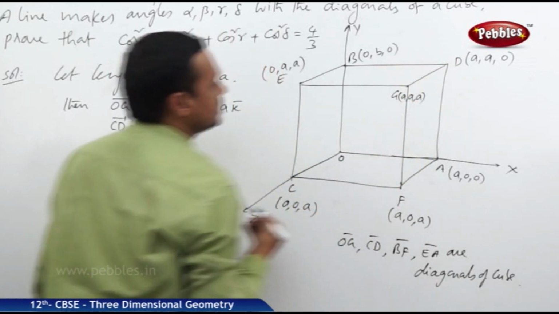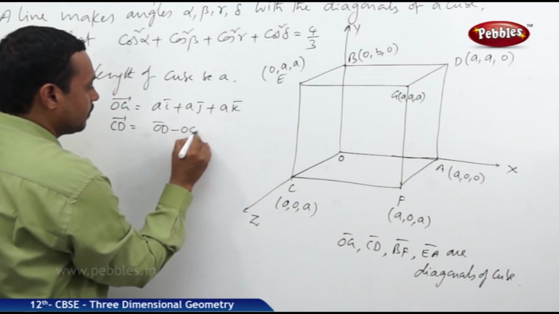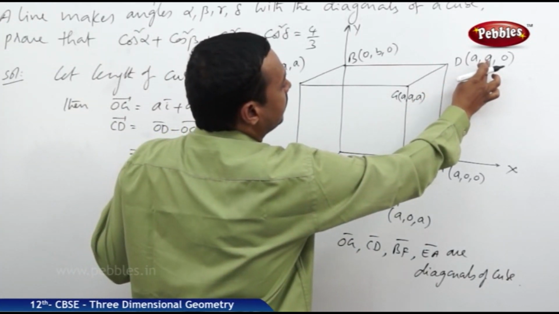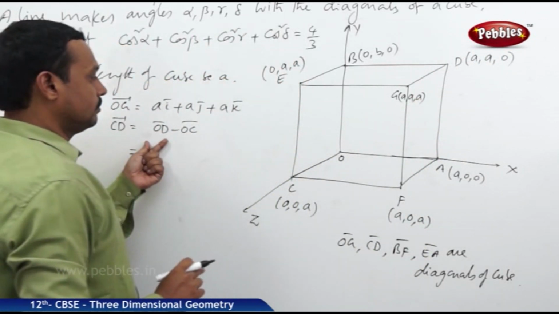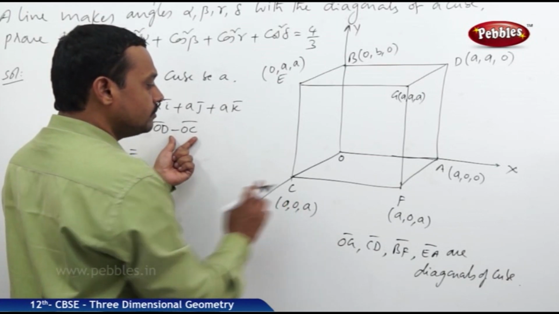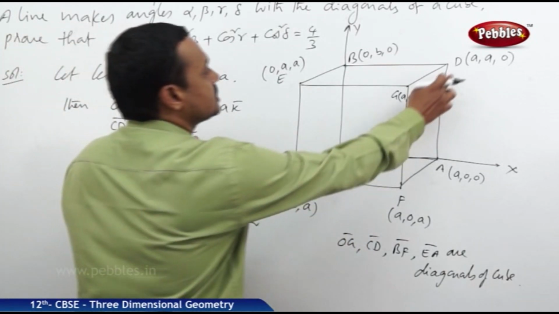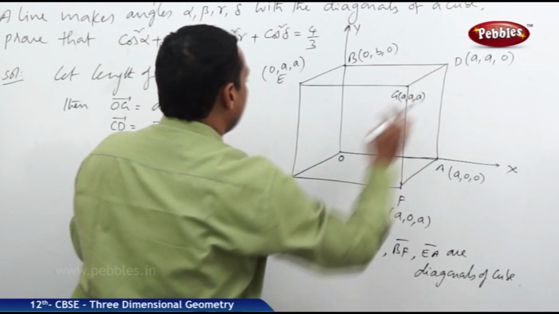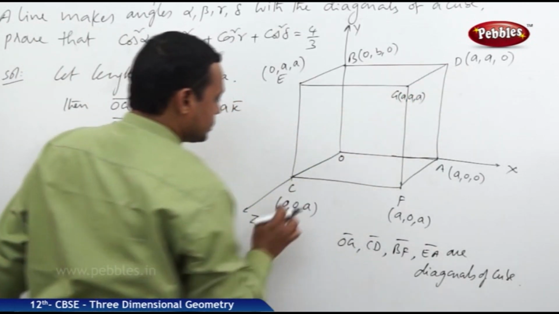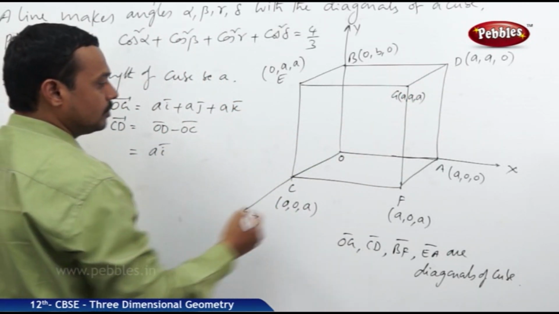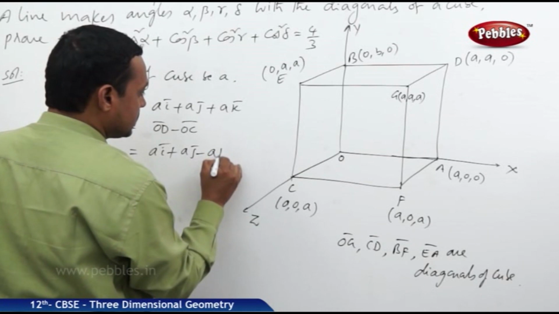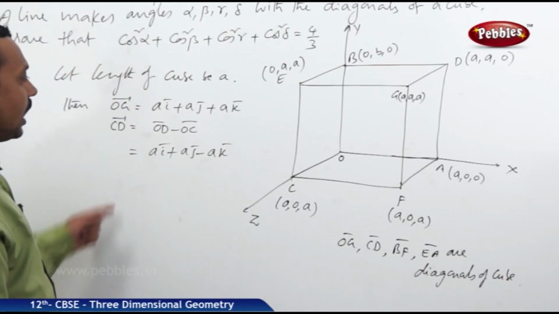The CD vector is OD minus OC. The position vector of D is AI plus AJ plus 0 into K, and the position vector of C is 0 into I plus 0 into J plus A into K. Now subtracting these two position vectors, we can get one diagonal CD as A minus 0, that is AI, A minus 0, AJ, 0 minus A, minus AK. Now this is another diagonal.